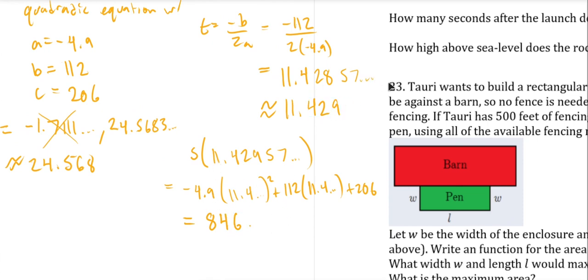And if you use enough decimal places, meaning if you take this out to a great deal, don't plug in your approximate value here, plug in the whole thing. Plug in this if you have to, but if you plug in enough decimal places, what you'll find is we're actually going to get a whole number value here of 846.